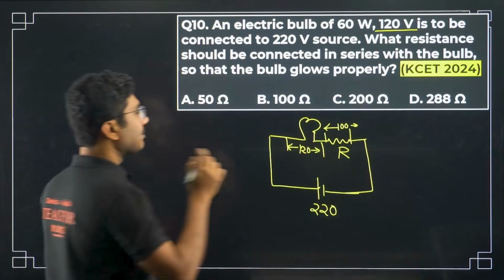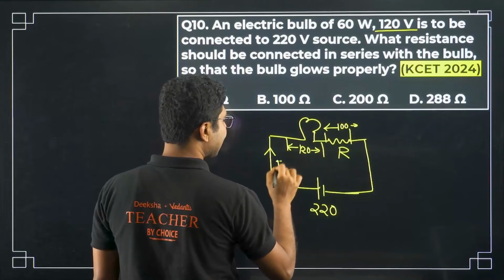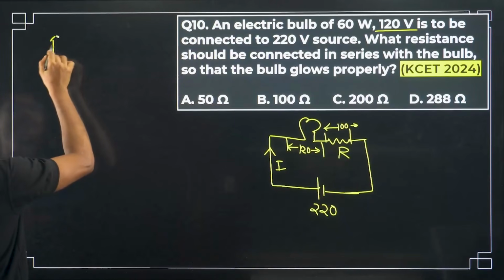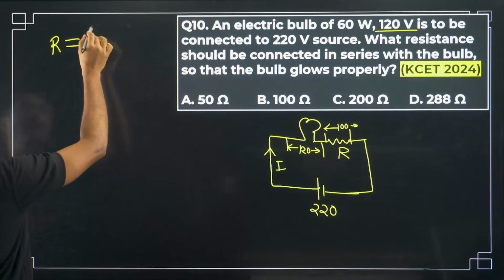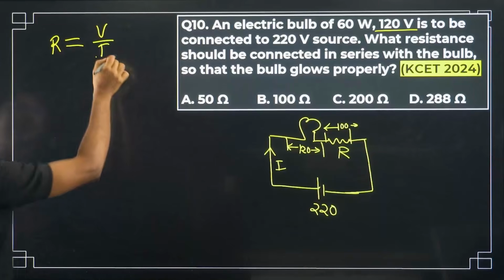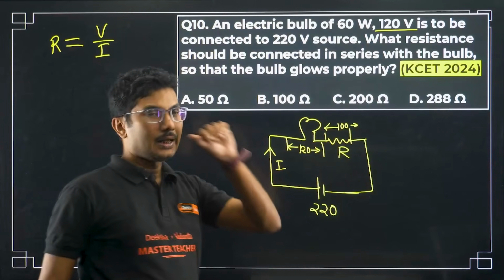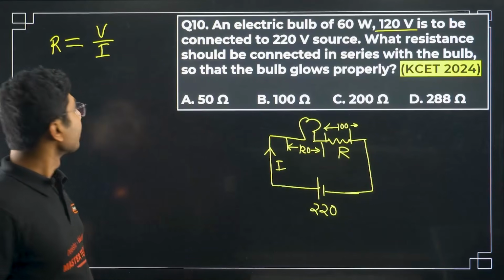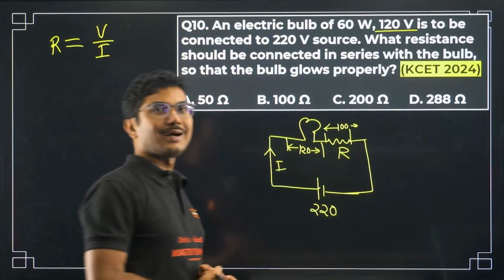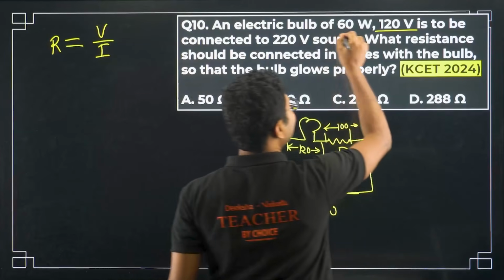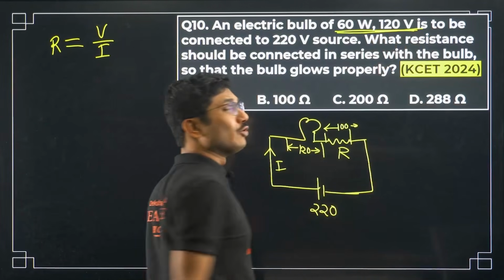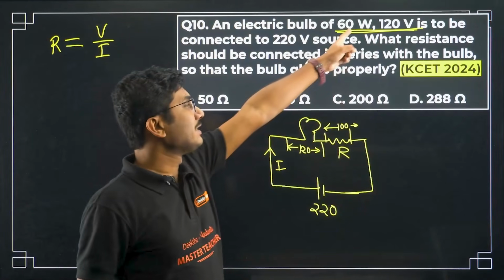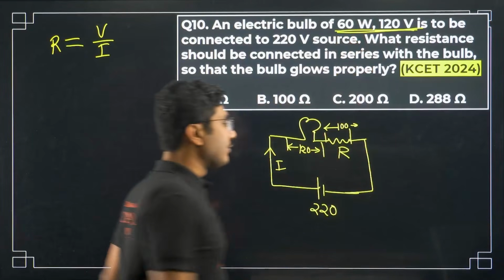If we can somehow find the current in the circuit, then resistance can be calculated by V by I. V we already know, 100. If we can find I, we can find the resistance. Now how can we find the current I? We can find the current I from this given expression. You don't need to go to resistance calculation, that will be longer and complicated. We just need to calculate the current from this equation directly.